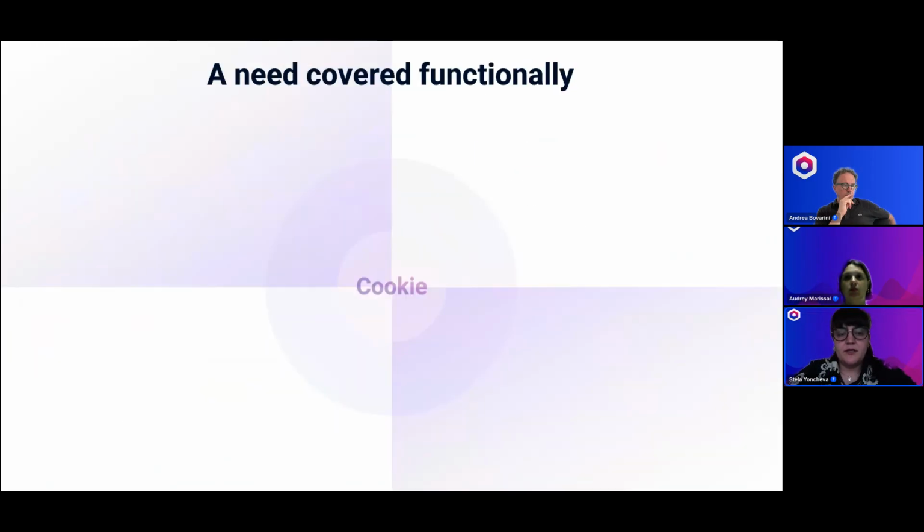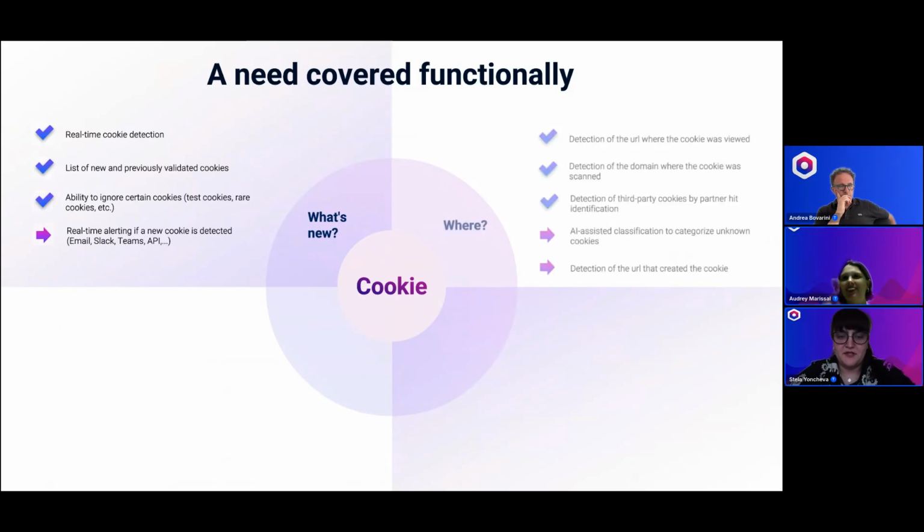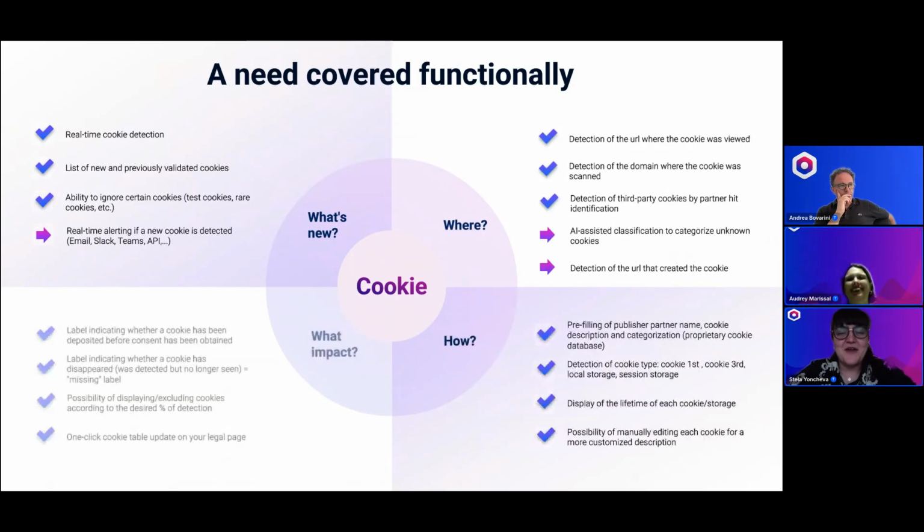On the next slide, we can see how we can benefit from this. So the first part is what's new. We said already real-time cookie detection, the list of the cookies. What comes next is real-time alerting when new cookies are detected. You can just click four times so you can see all the lists. Where this happens, detection of the URL where the cookie was viewed. That's the full list, as we already said in the screenshot. It detects third-party cookies by partner identification.